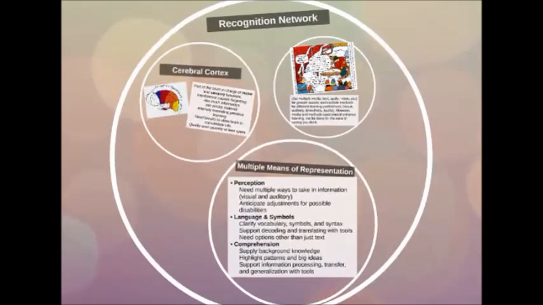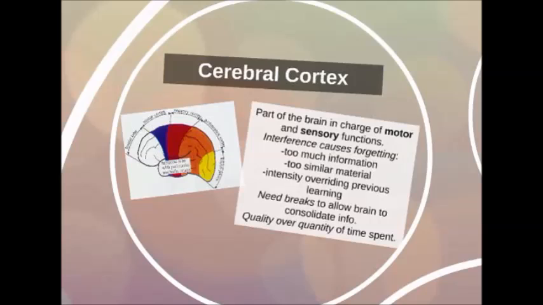The second area of the brain is the recognition network, which is located in the cerebral cortex. It is the part of the brain in charge of motor and sensory functions. Interference when processing new information causes forgetting. This includes too much information, too similar material, and intensity overriding previous learning. Students need breaks to allow their brains to consolidate information.